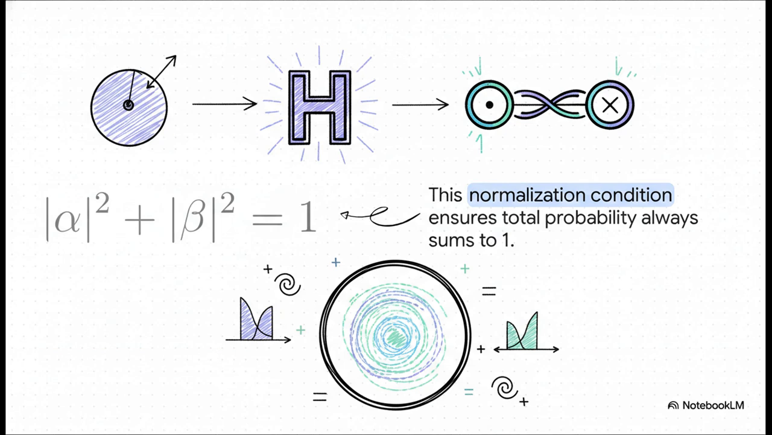And the whole time, throughout that entire sequence of operations, from the initial state to the Hadamard to the CNOT, the unitarity of our gates is our silent guarantee. It ensures this normalization condition always holds true. At every single step, the total probability remains exactly 1. The physics is self-consistent. It just works.